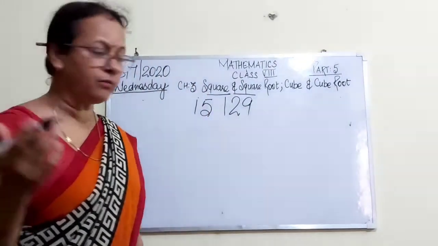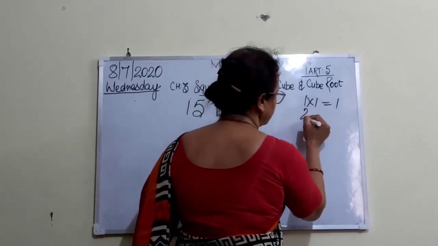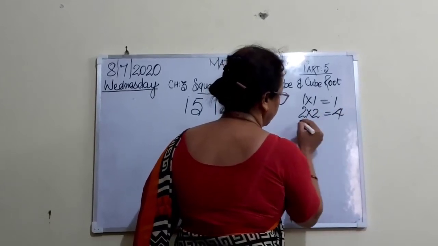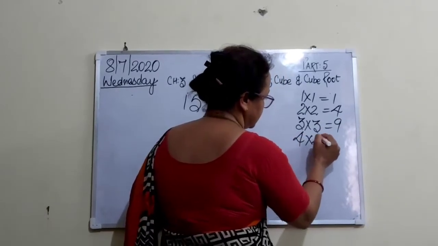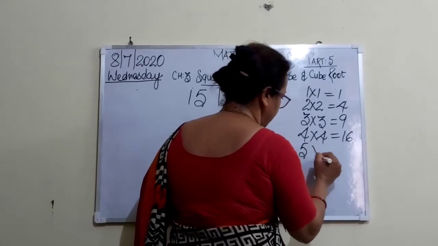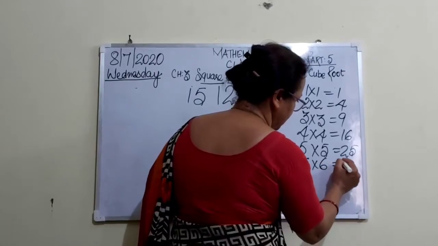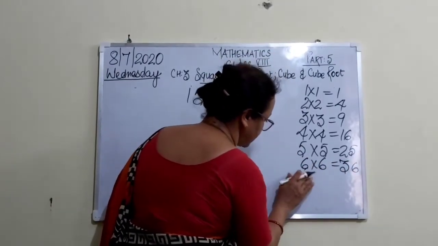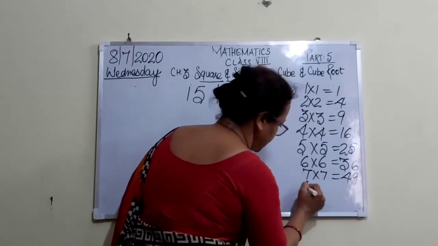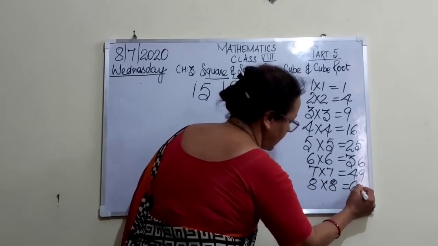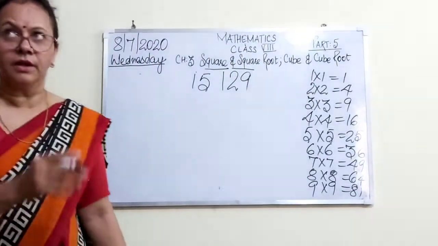Now what type of table will we be following? In this we will follow: 1 one is 1, 2 twos are 4, 3 threes are 9, 4 fours are 16, 5 fives are 25, 6 sixes are 36, 7 sevens are 49, 8 eights are 64, and 9 nines are 81. Only this table we will follow.